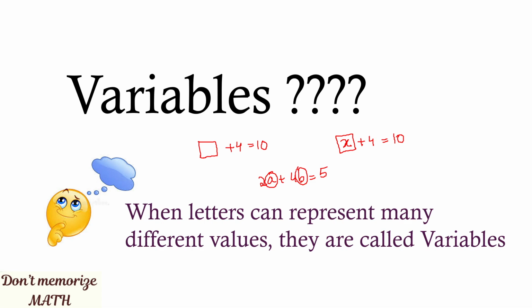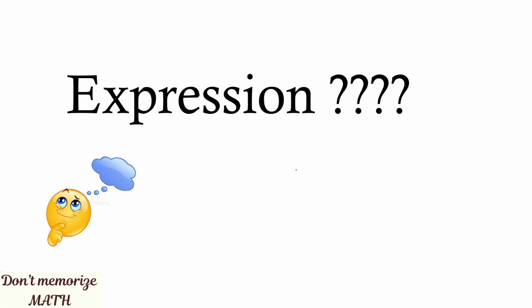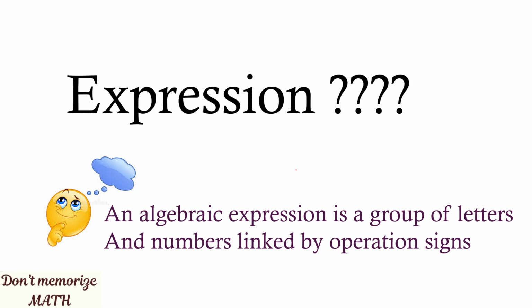Next, we will discuss expressions. What do we mean by an expression? An algebraic expression is a group of letters and numbers linked by operation signs. For example, 2x plus 4y. You can see the letters and numbers come together, linked by operation signs like addition, subtraction, multiplication, division, or any mathematical operation. This complete thing is called an expression.